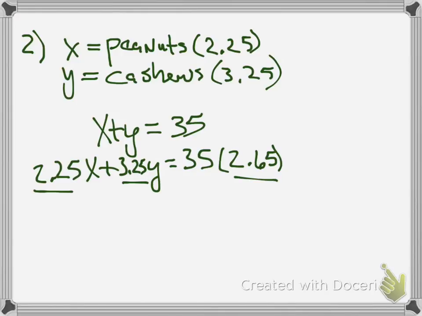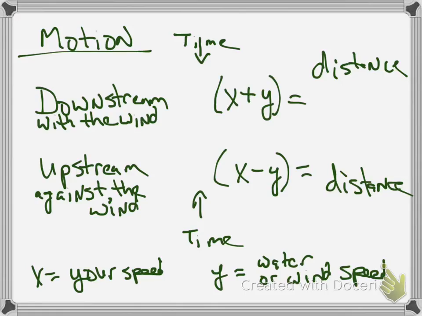There's a total mixture, x plus y. The total will never have anything in front of it. X plus y equals whatever you're making. And then something times x plus something times y equals something times the total. Okay? Now let's look at motion.